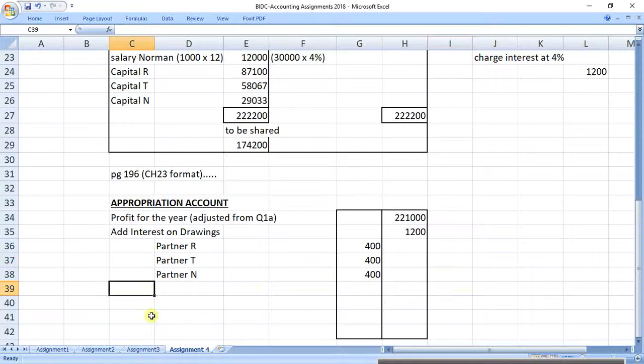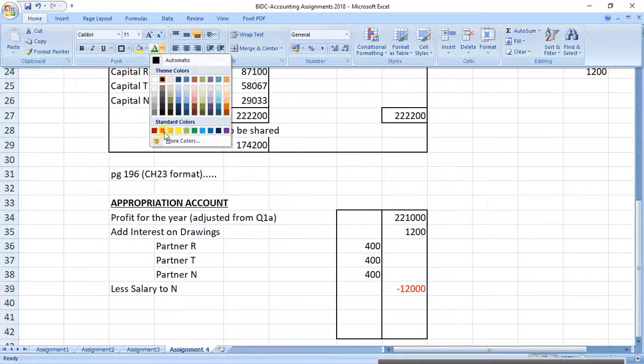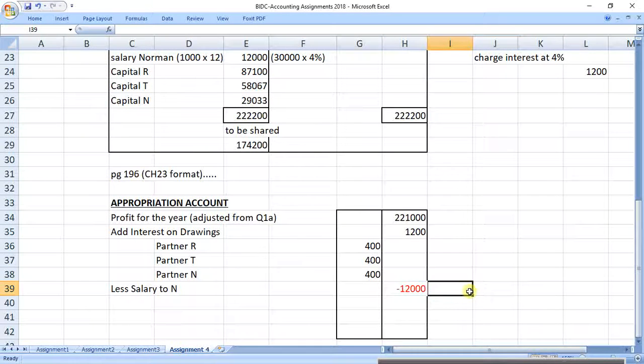Then they want a salary, so less salary to, who was the guy that got the salary? N. They're just writing their whole names. I'm just using the first letter of their name, Norman. Salary to N. I'm lessing the salary, so that'll be a negative. We worked it out earlier, negative that figure. Let's just remember those figures put in brackets. Brackets mean negative in accounting.